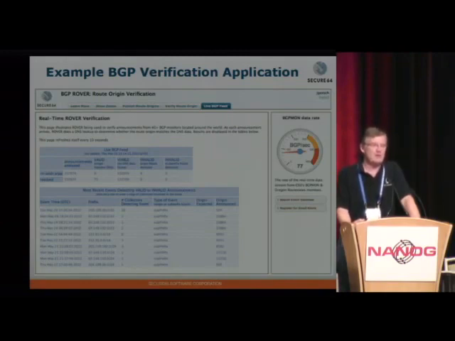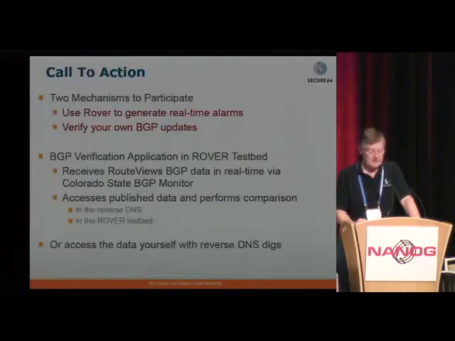It's online now at rover.secure64.com, and you can actually give this a try. It's a real-time monitoring capability that can build this map of the world and show you where different announcements are being monitored from and whether the data we found was valid or invalid.